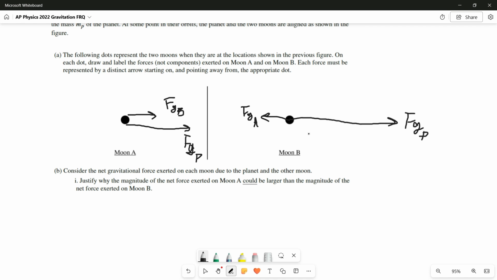Now, in the very hypothetical case where FGA is large enough to almost completely destruct with FGP, while Moon A is purely just having vectors that are going to the right, that will mean that Moon B will barely have any net force exerted on it, compared with Moon A. Well, how could that happen? How can we make FGA be really large and FGB be very large?